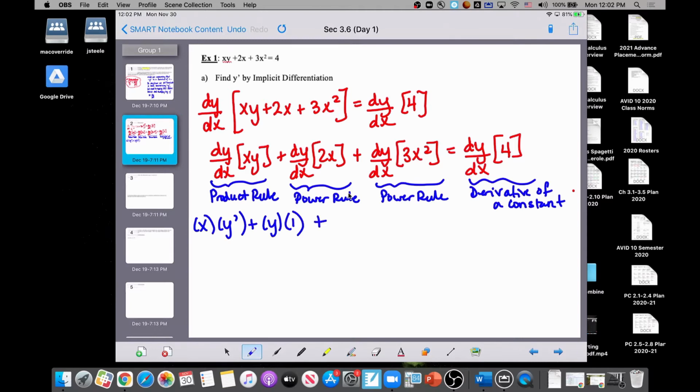Then the next term, derivative with respect to x of 2x, is going to be 2. And the third term, the derivative of 3x squared with respect to x, is going to be 6x.